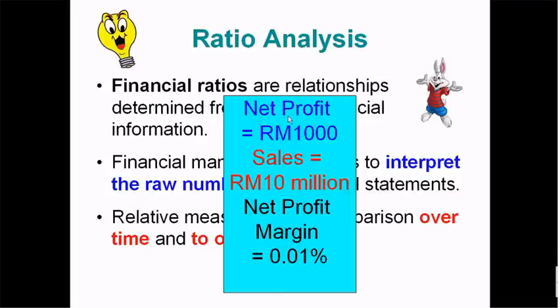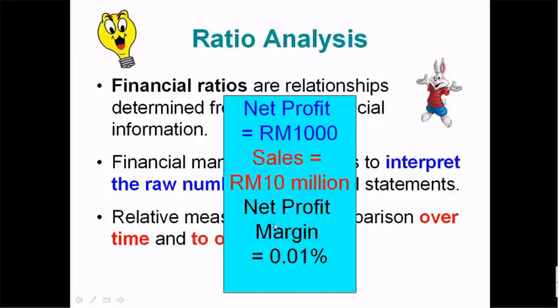So why do we actually need to learn ratio analysis? If we do not form a relationship between net profit and sales, there is no way we can know whether this 1,000 ringgit is a good profit or not. After we have formed the relationship, you see we use net profit divided by sales, we get that the net profit margin is 0.01%.